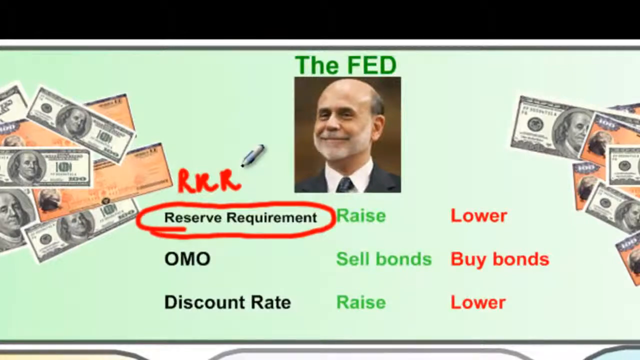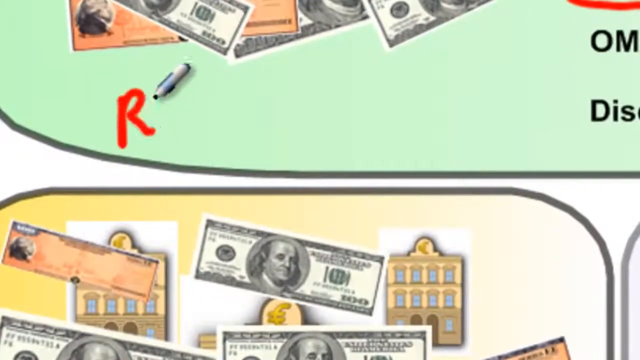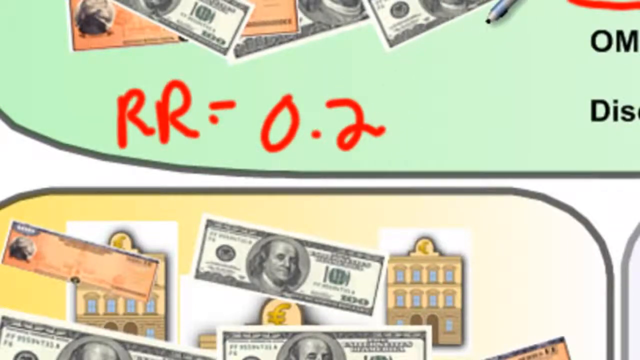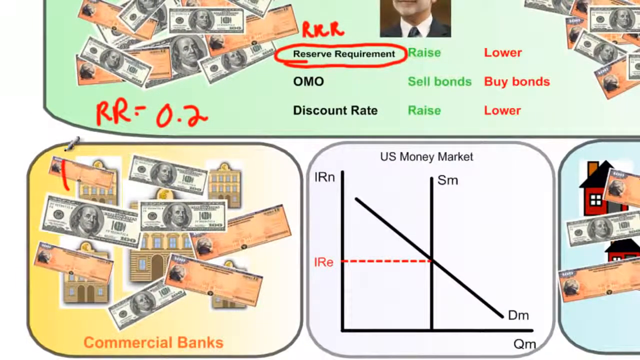Now, let's do an actual example here. If a commercial bank, that is a private bank, has total deposits equaling $1 billion, in other words, households have saved $1 billion at that bank, and the reserve requirement equals 0.2, this tells us that 20% of that $1 billion must be kept on reserve at the Fed. So this should mean that of the $1 billion, $200 million would be kept in reserve at the Fed.